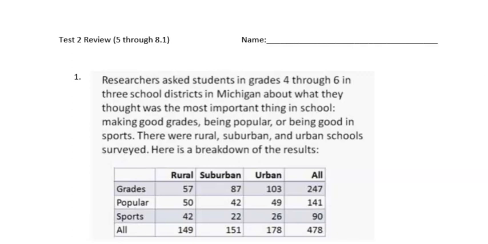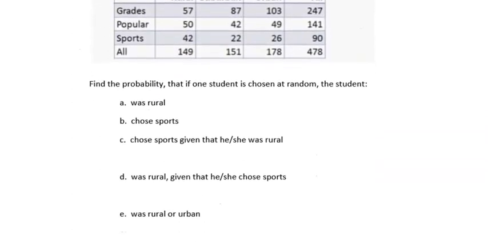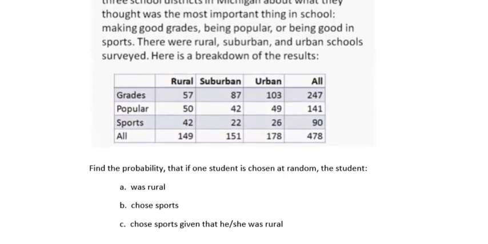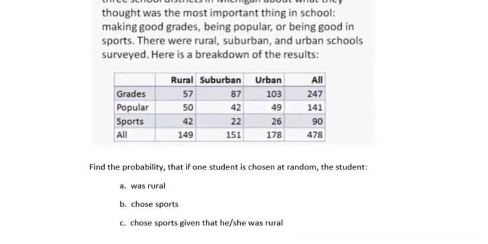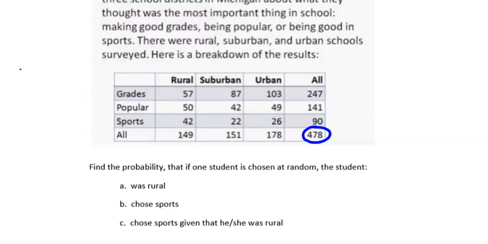So this is basically a chapter 5 question right here. And you're given some info and then asked to knock out some probabilities. Okay, research that students, grade 4 through 6. What's most important to them? And it's based on where they live, rural, suburban, urban, and what's most important to them in school, grades, being popular, or sports. And it's important to be able to realize we got a total of 478 students, okay? So find the probability that if one student is chosen at random, they were a rural student.